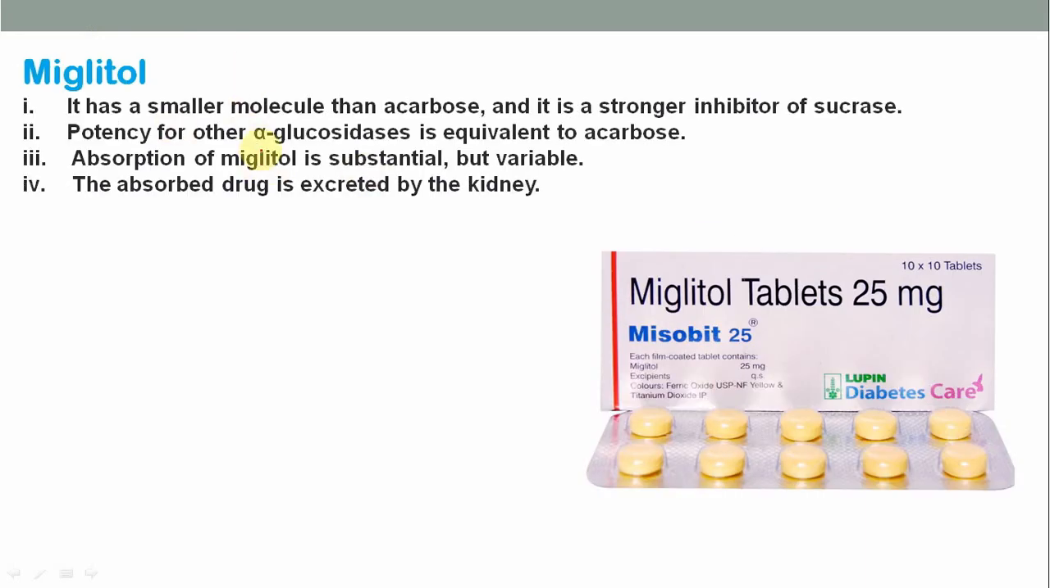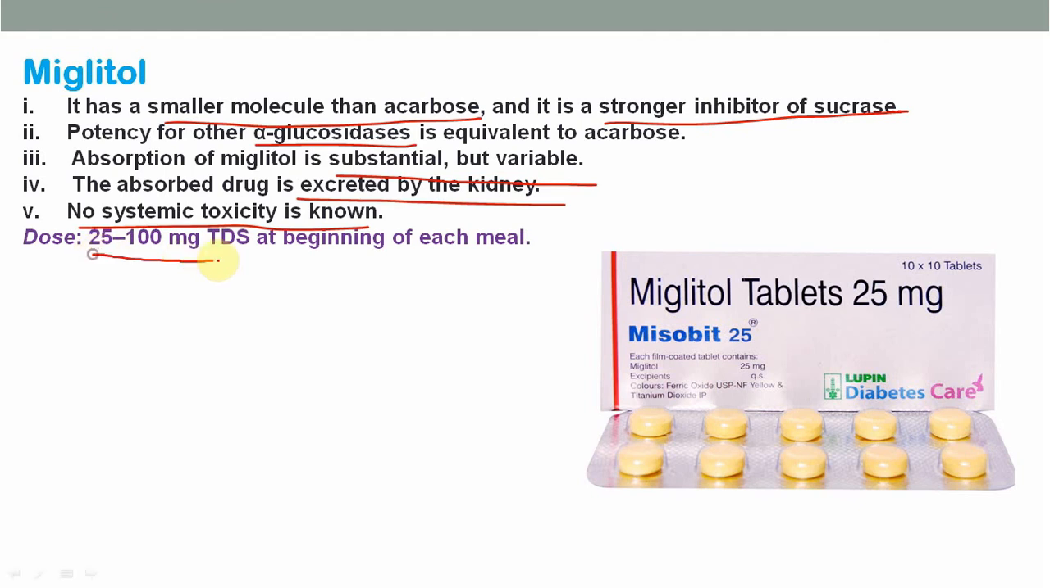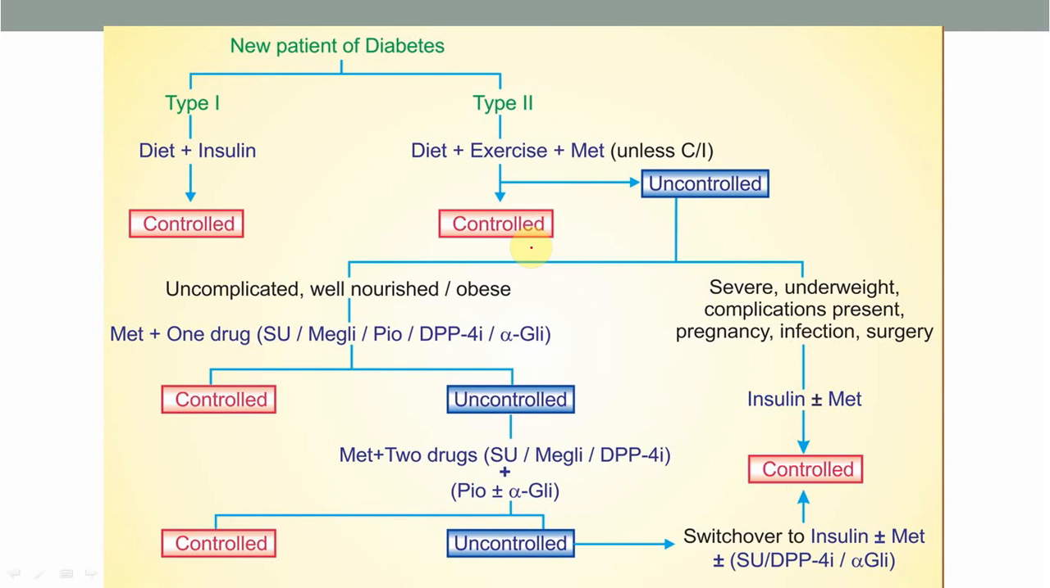Miglitol is an alpha glucosidase inhibitor. It is a smaller molecule than acarbose and it is a stronger inhibitor for sucrase. The potency of the alpha glucosidase inhibitors is all the same. The absorption of miglitol is substantial but variable. The absorbed drug is excreted by the kidney and no systemic toxicity is known till now. The dose we prefer is 25 to 100 mg TDS at the beginning of each meal.